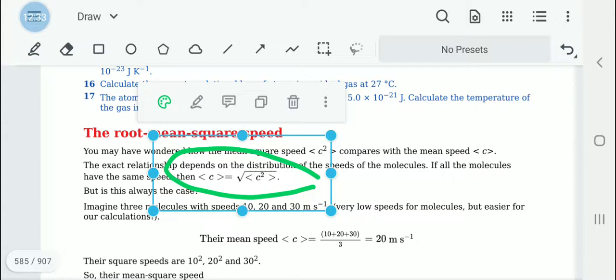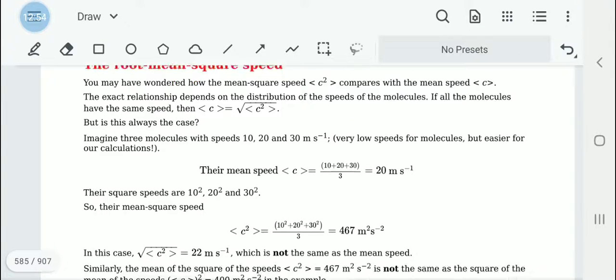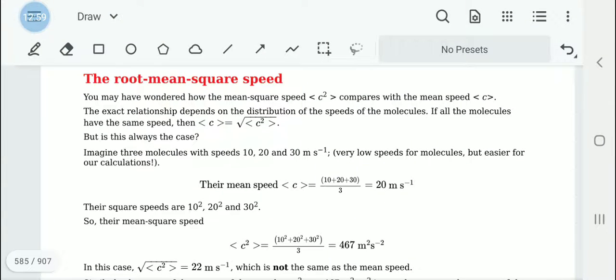Then the explanation is this. If you imagine three molecules with speeds 10, 20 and 30 meters per second, right? Now you can remember we discussed very high speeds for molecules. How we get the mean speed is: 10 plus 20 plus 30 divided by 3 because there are 3 molecules, then we get 20 meters per second.